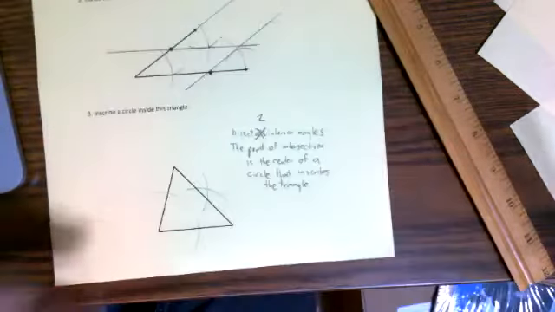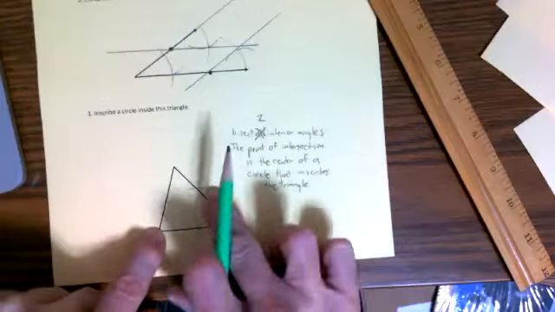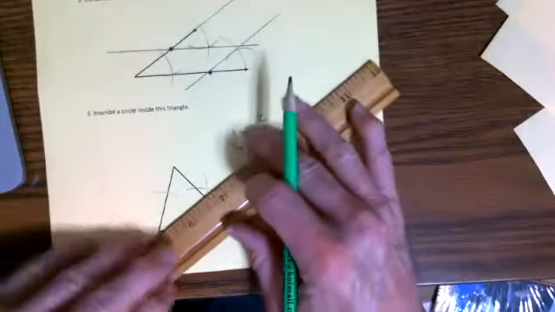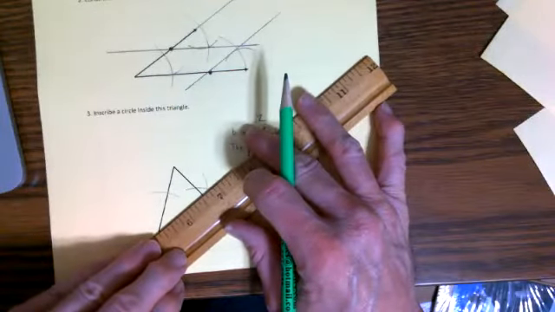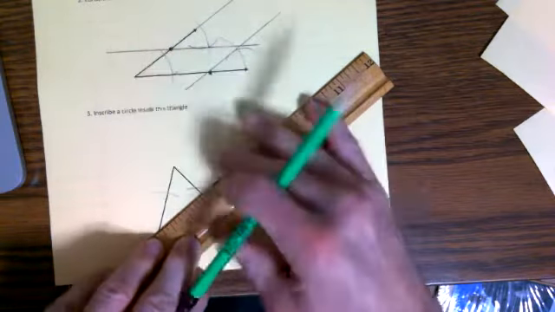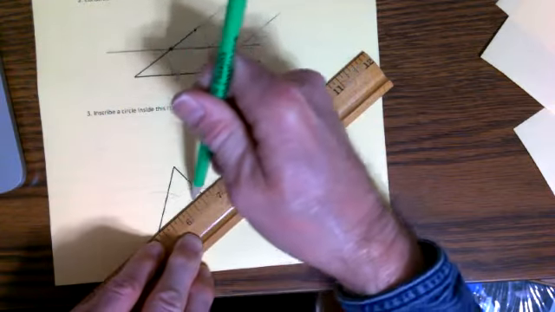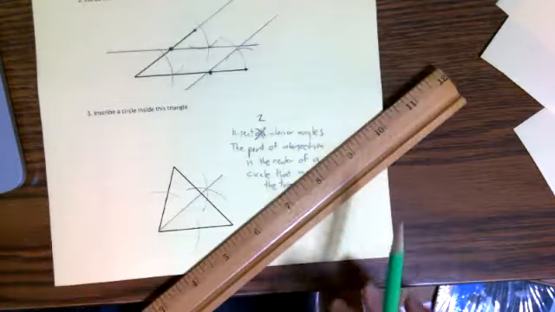And where these cross, right there, if I draw the line segment from that vertex through that point, you can see how good this is. It will bisect that angle. And let me just do that as carefully as I can. Like that.